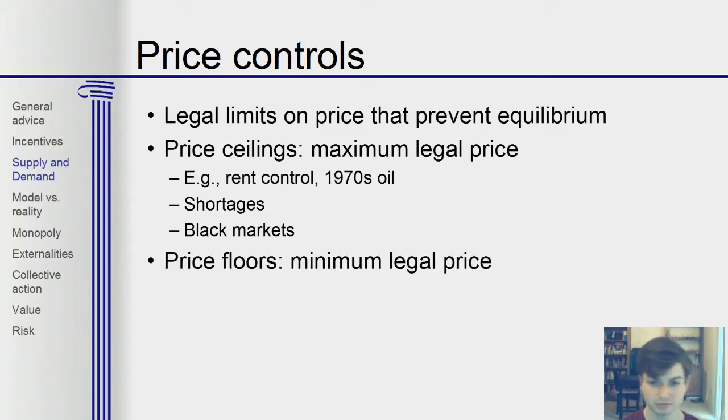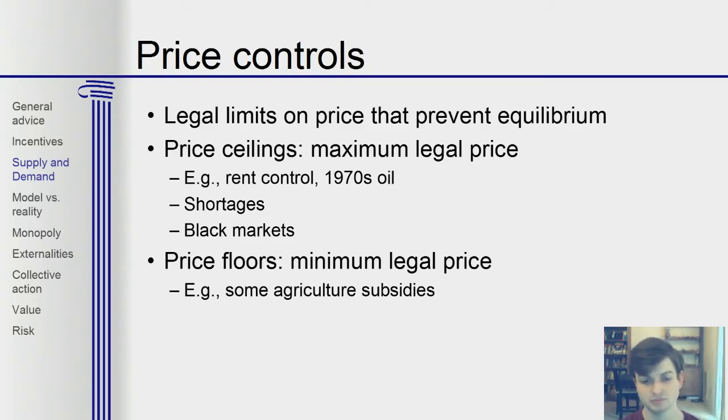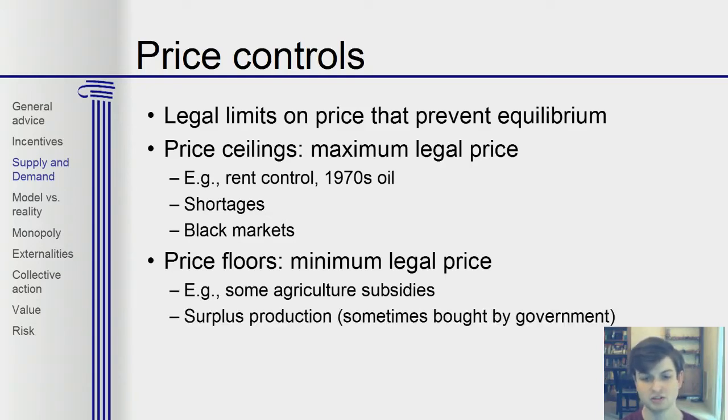Now, you can also have price floors, which are minimum legal prices. There are some agricultural subsidies that work this way, for example. Now, what happens is that there's surplus production, right? The government guarantees some sort of minimum legal price, and at that price, more people are willing to produce than want to buy it. So then there's this surplus production. Sometimes the government has to buy that. Other times, it lets people sell below the minimum legal price, but then pays the people selling enough to make up the difference or something like that. But in one way or another, this essentially costs the government something to maintain.